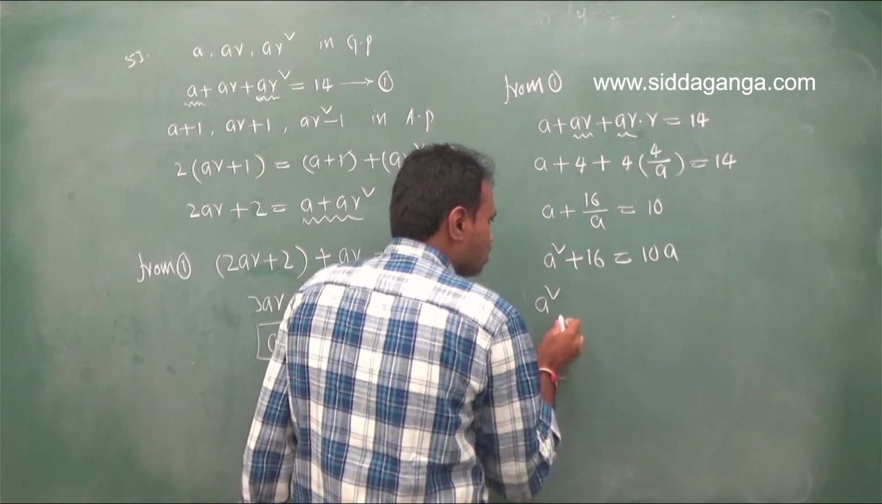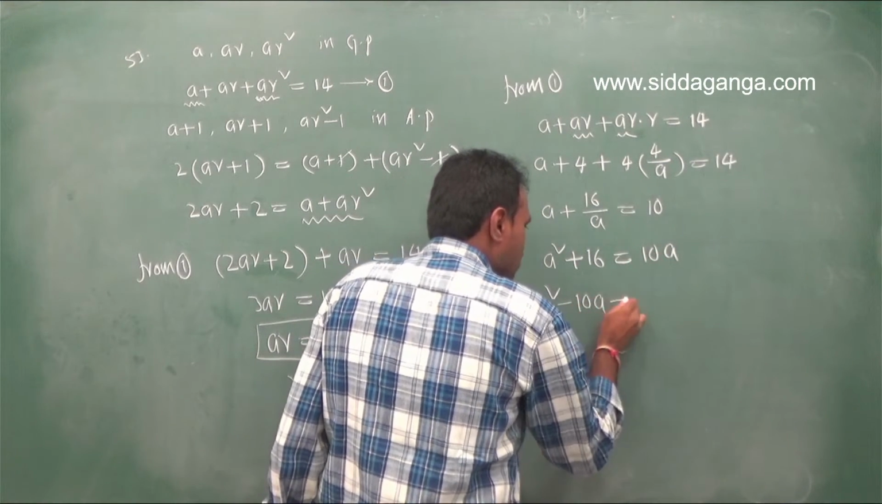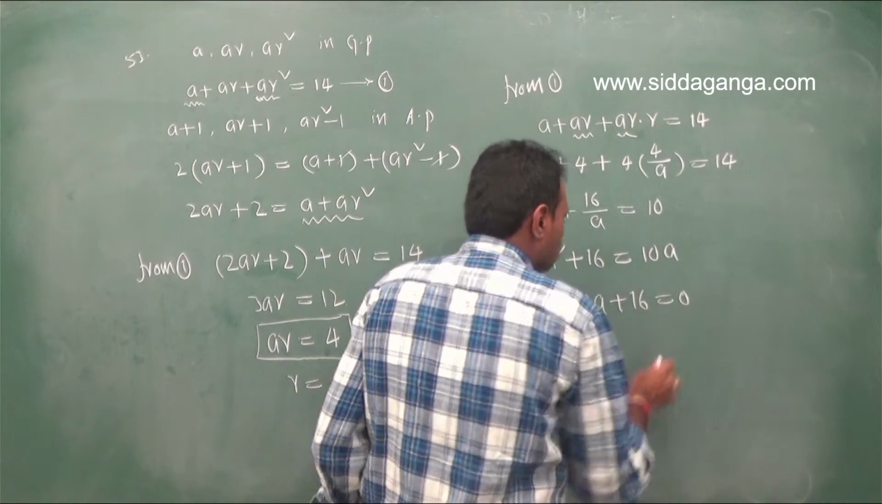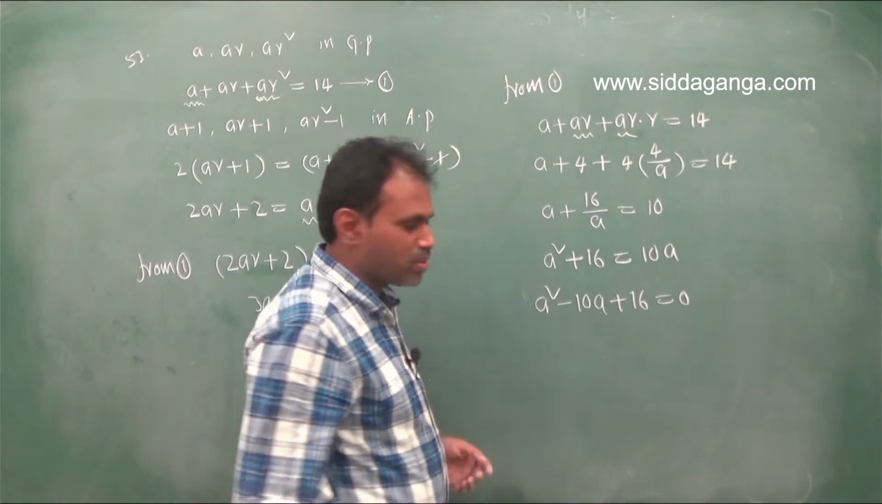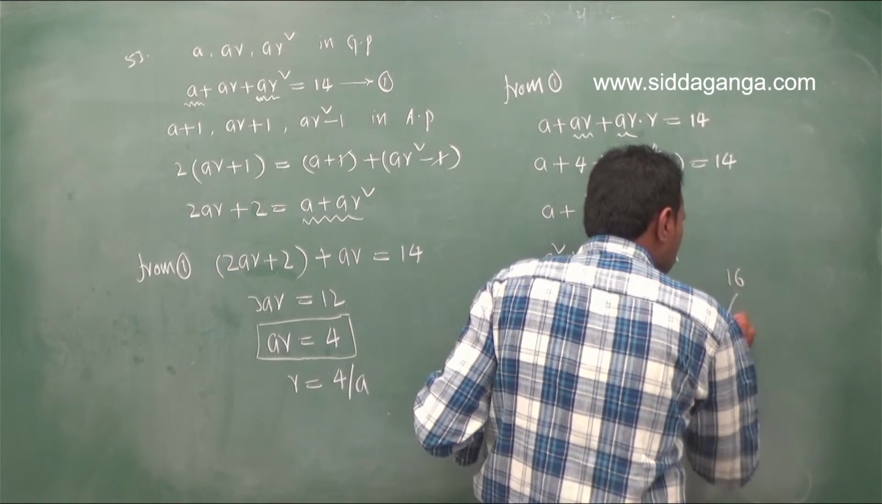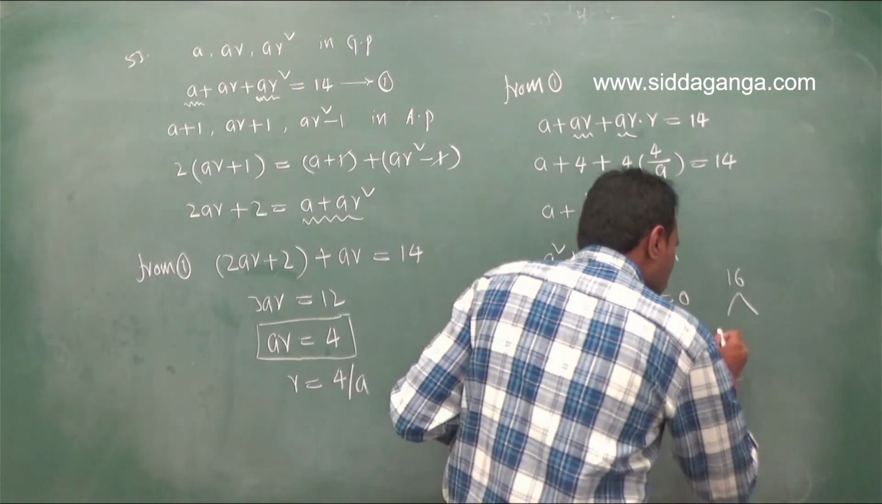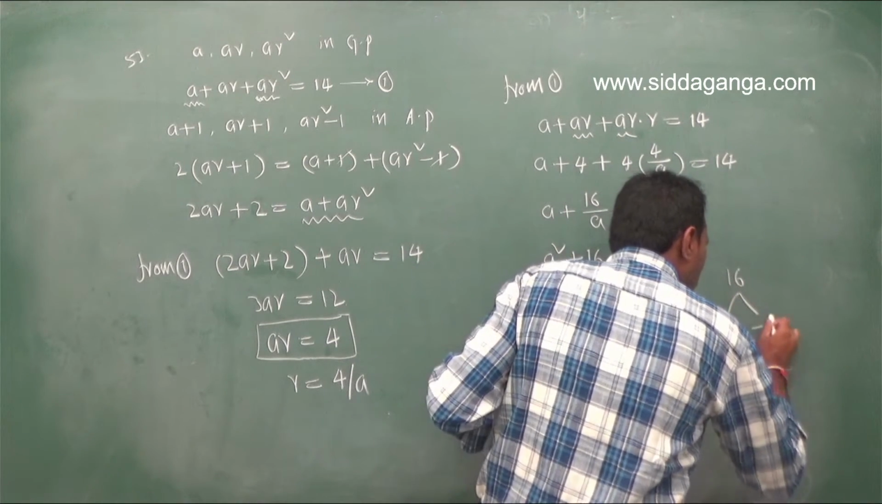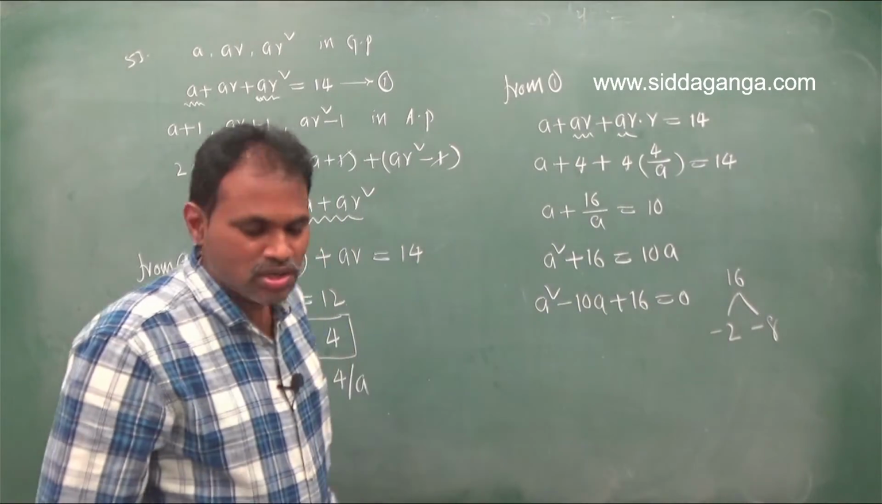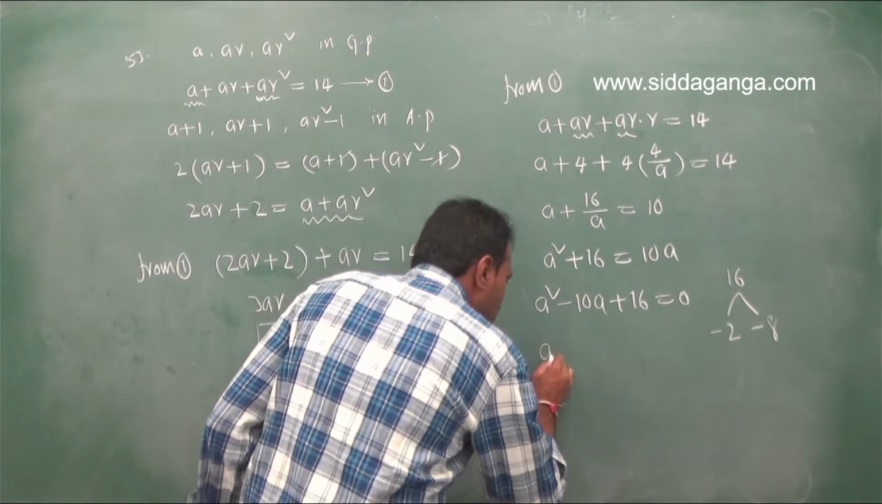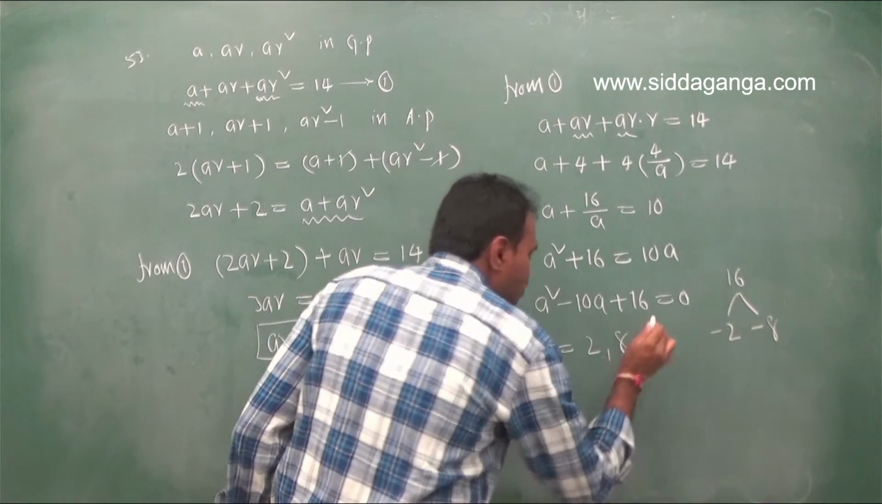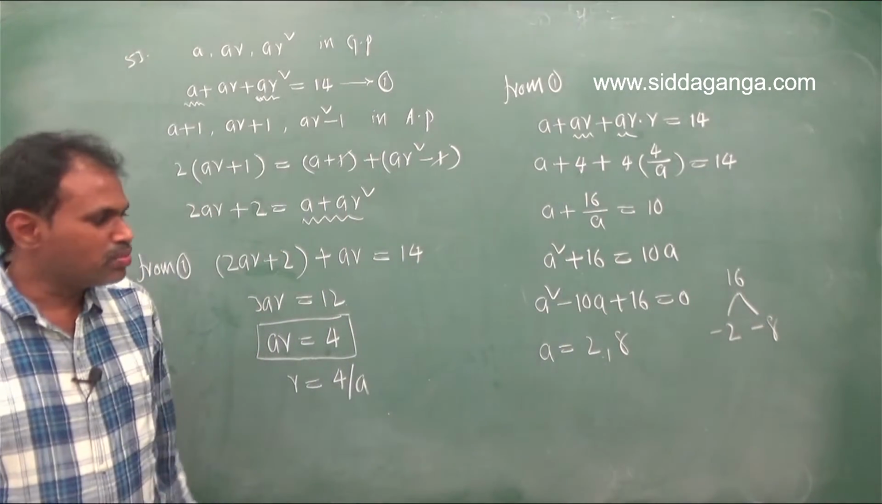Therefore A square minus 10A plus 16 equal to 0. Now the product is 16 and the sum is minus 10, that is minus 2 and minus 8. Therefore the values of A are 2 and 8.